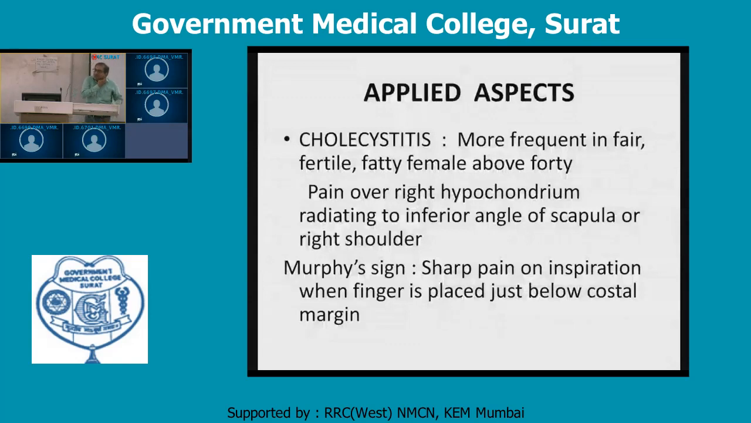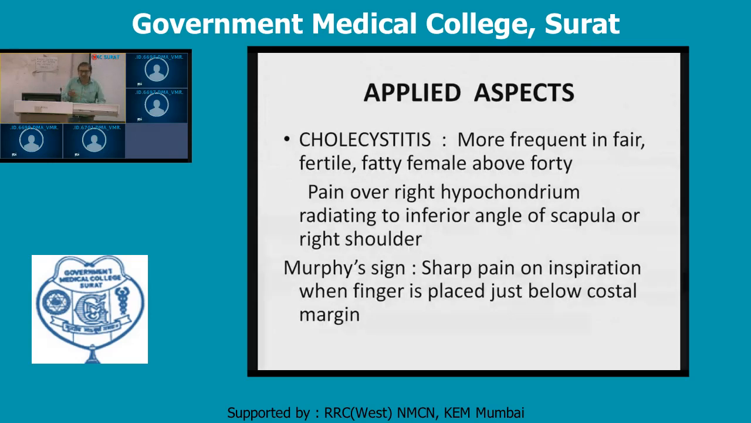Now lastly, the applied aspects related to this biliary apparatus. First is cholecystitis. Cholecystitis means inflammation of the gallbladder. The gallbladder gets inflamed, which is known as cholecystitis, may be acute or chronic. It is more frequent in the fair, fertile, fatty female above 40. You can see the five Fs there. That is more frequent in those patients, otherwise no one is barred.